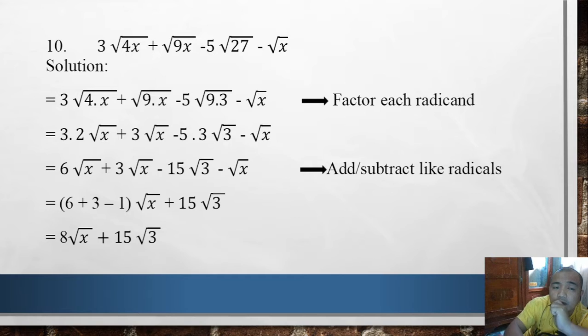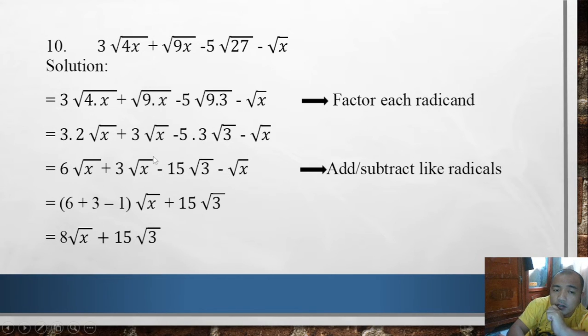Number 10. 3 square root of 4x plus 9 square root of 9x minus 5 square root of 27 minus square root of x. So in this case, what will we do? Again, we factor. Square root of 4x. Square root of 4 is 2, so multiply it to 3, it becomes 6 square root of x. Square root of 9 is 3, so plus 3 square root of x. 27 is 9 times 3. So yung 3 multiply mo sa 5, minus 15 square root of 3, minus square root of x.